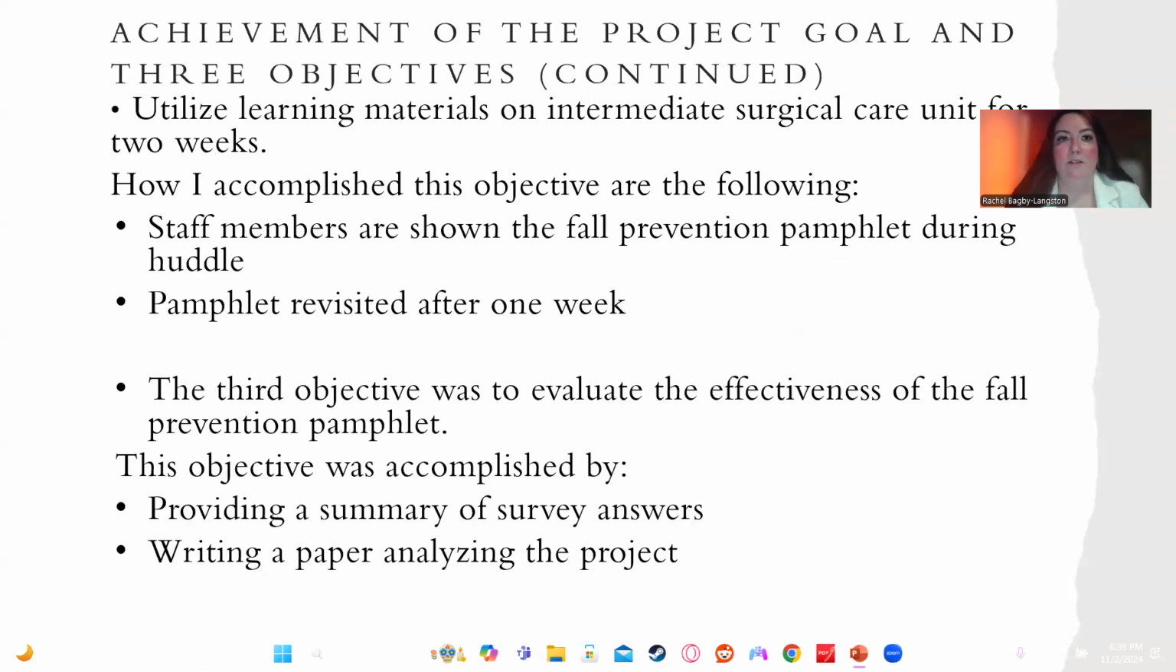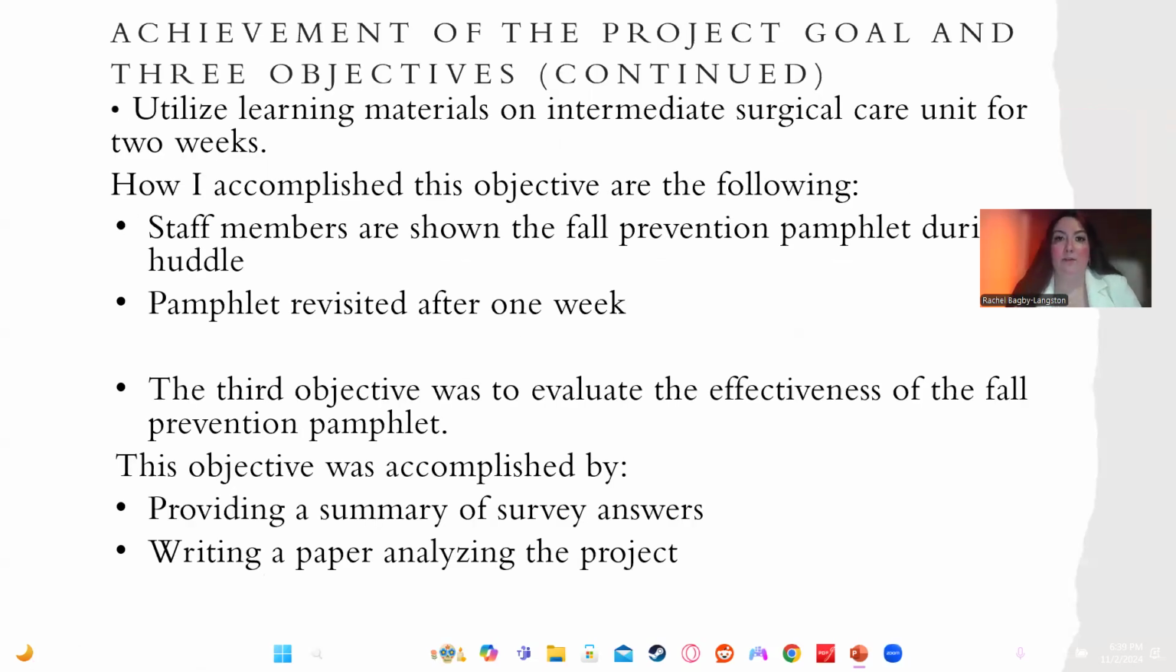I also utilized learning materials on my unit, which is an intermediate surgical care unit, for 2 weeks. I accomplished this objective by showing staff members my fall prevention pamphlet during huddle morning and evening. And then I revisited the pamphlet after 1 week. And then the last objective was to evaluate the effectiveness of the pamphlet. I did that by providing a summary of the survey answers to my instructor and then also writing a paper analyzing the project.